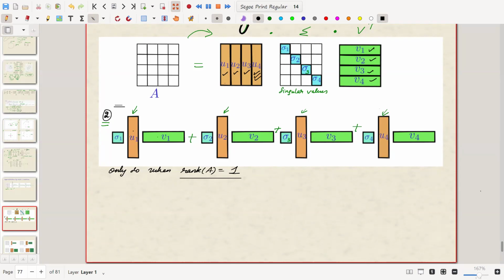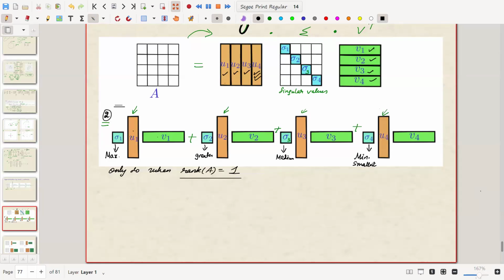So one of them will be the greatest, and one of them will be the smallest. Suppose sigma 1 is the max element and sigma 4 is the minimum element. This one is a bit greater, this one will be a medium value, and this one will be the smallest.